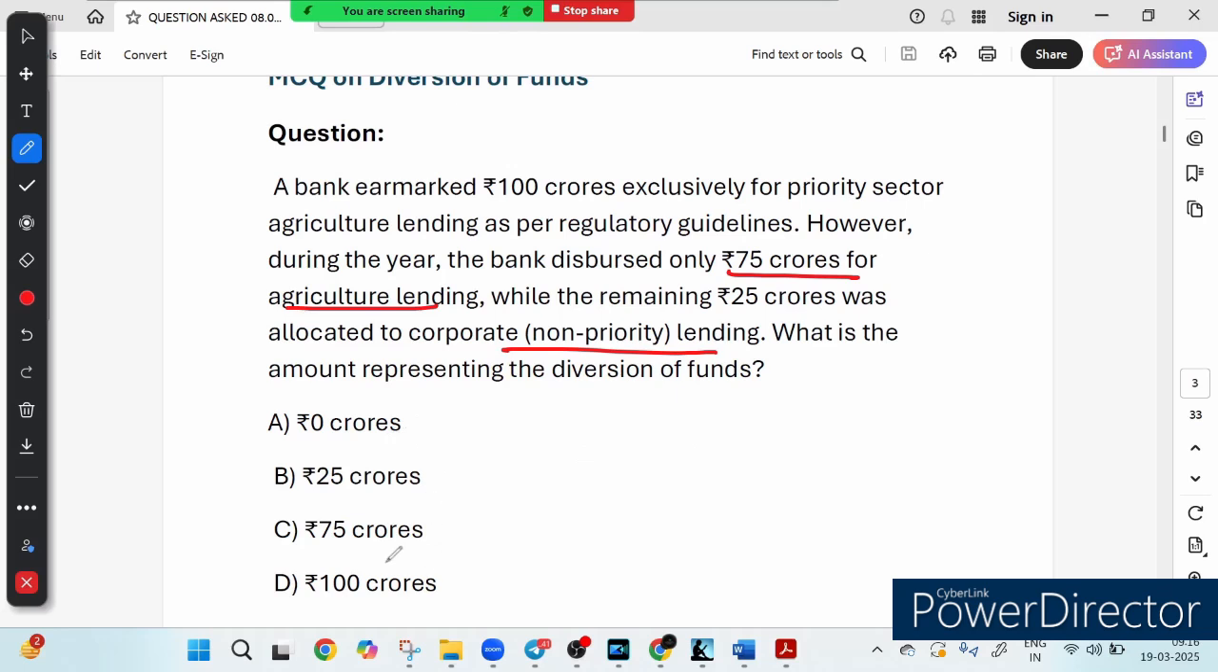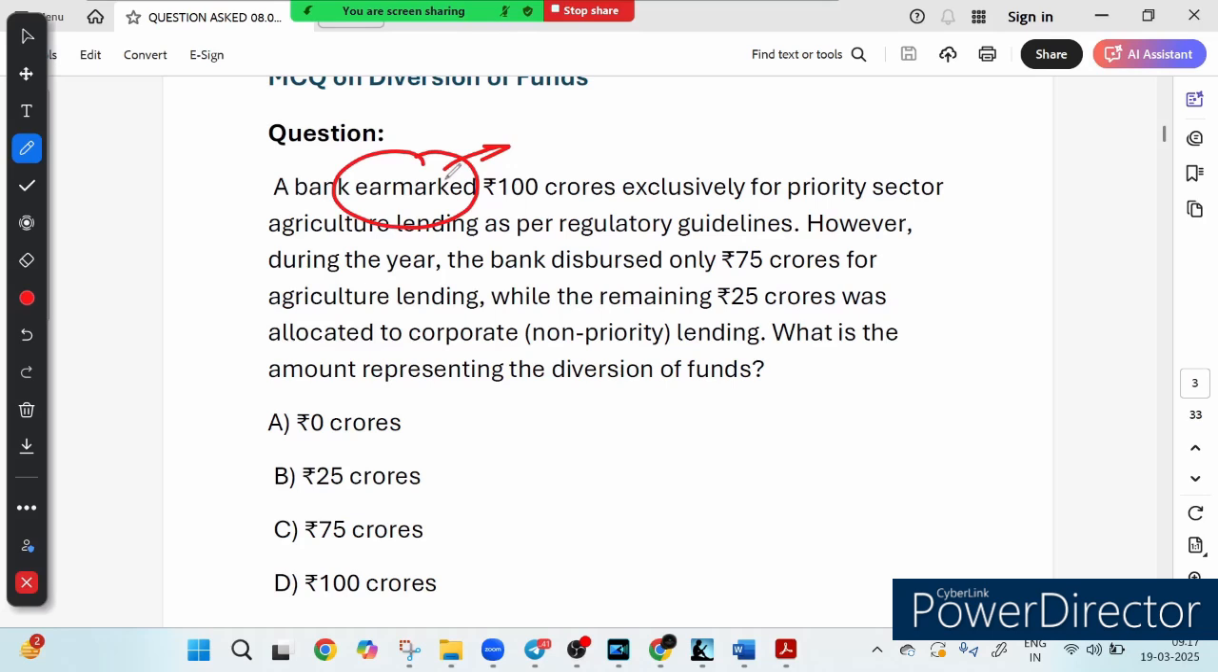So first of all, what you must understand is the meaning of this term earmarking, right? So first let's clarify what is the meaning of earmarking of fund. The bank set aside 100 crore specifically for priority sector lending in agriculture. Think of it like allocating a monthly budget of rupees 10,000 for grocery. You expect to expend the entire amount only on food items.